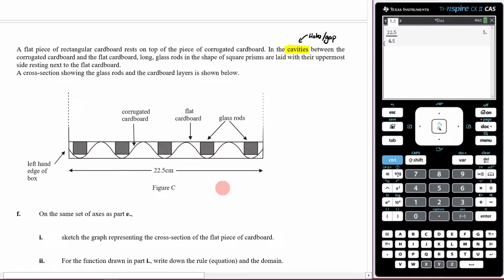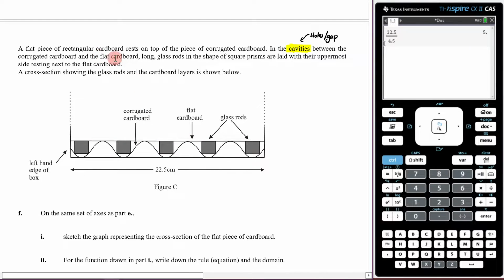So in the cavities between the corrugated cardboard and the flat cardboard, long glass rods in the shape of square prisms are laid within the uppermost side, resting next to the flat cardboard. So as you can see here, we've got these square glass rods that are placed inside these cavities. The cross-section showing the glass rods and the cardboard layers are shown below.